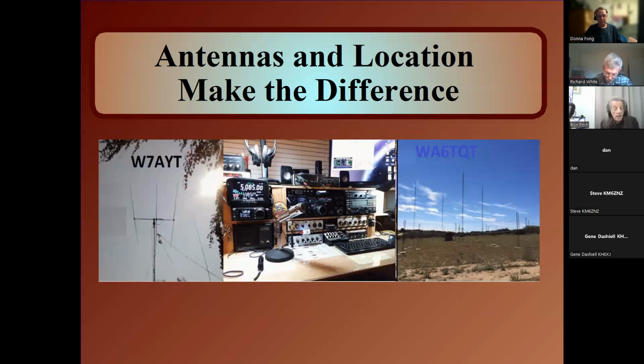Now, amazingly, I managed to get Hawaii off the backside. I got Cayman Islands and V31 Belize somehow off the edge of the antenna. But antennas make the difference. They really do.